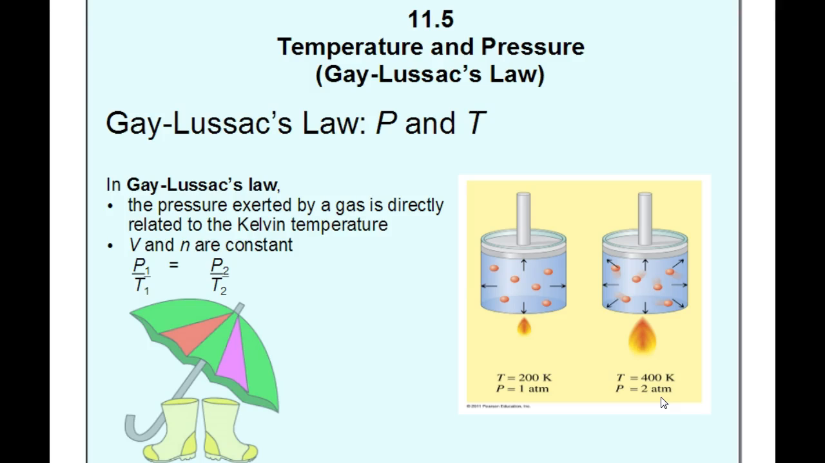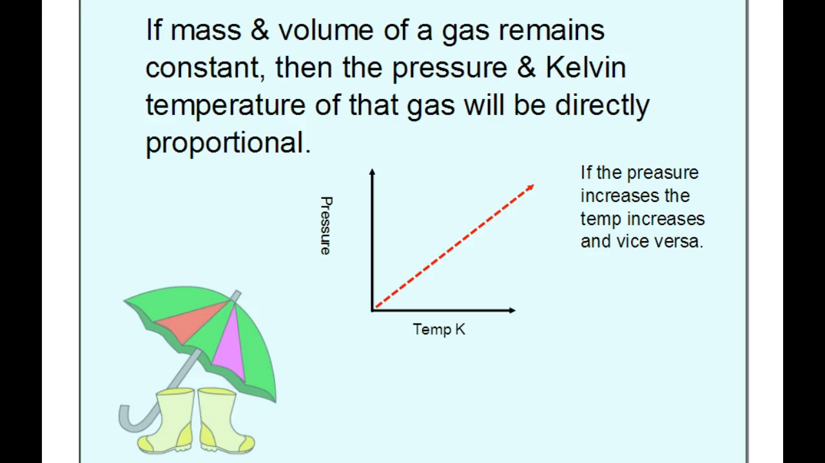So when the temperature increases, the pressure increases. When the temperature decreases, the pressure decreases. So that's what we're going to be seeing. Remember, we're going to keep the mass, the amount, and the volume of the gas constant. We're not going to worry about changing that, so all we're really going to do is increase or decrease the temperature, or increase or decrease the pressure, to see the relationship that we have.